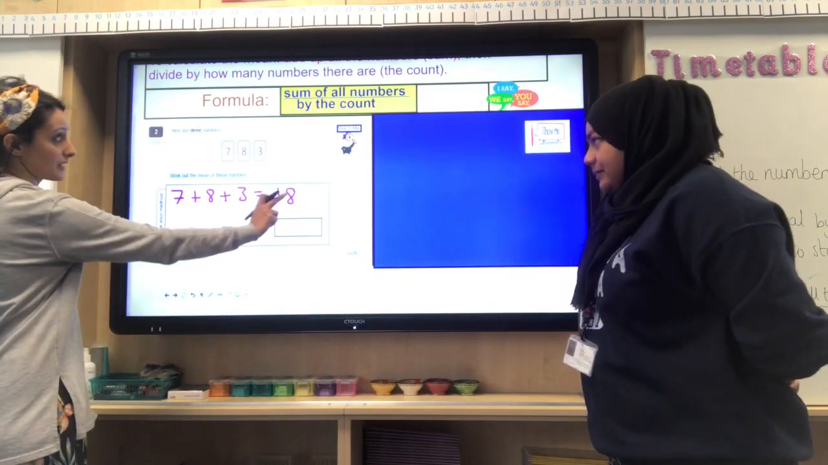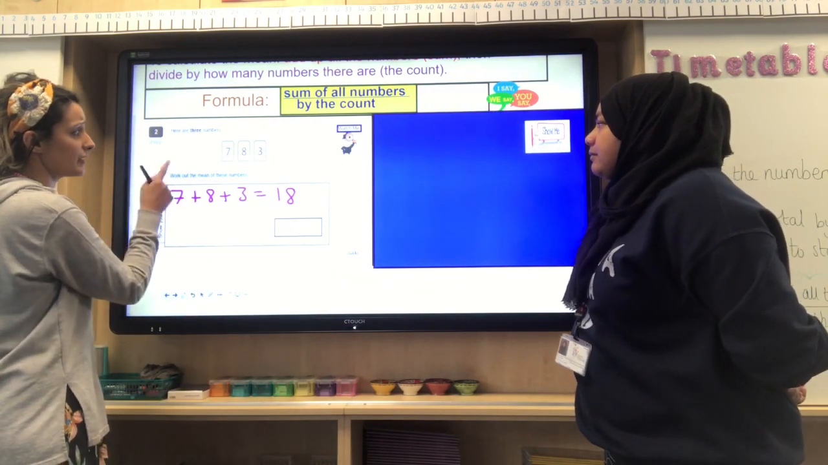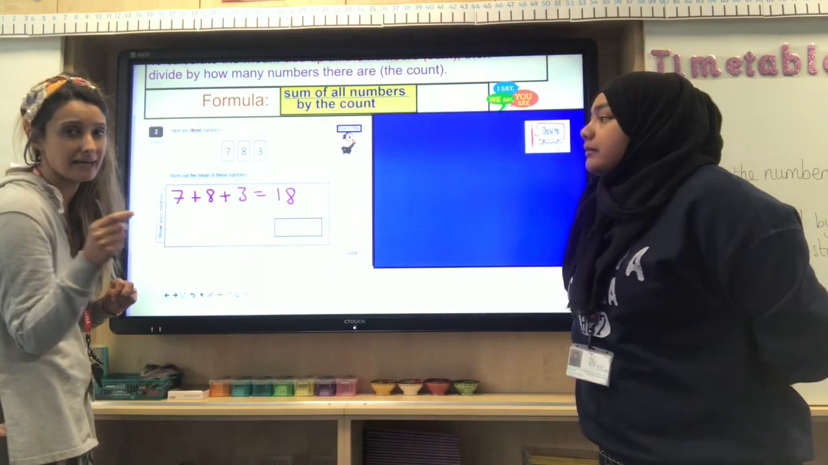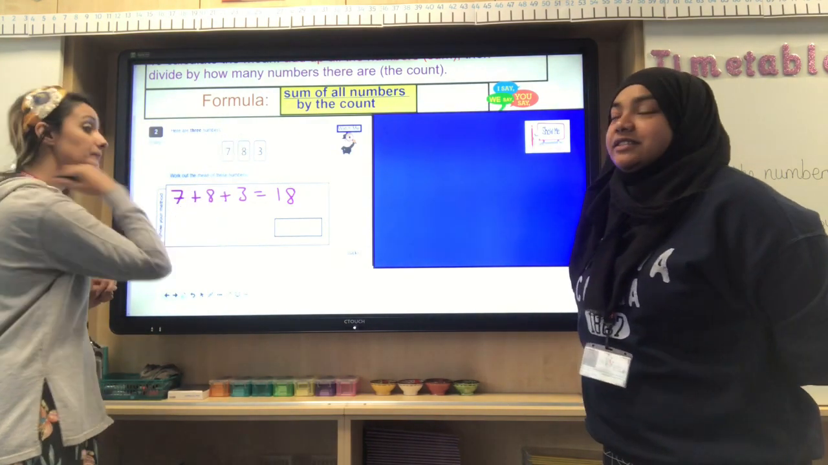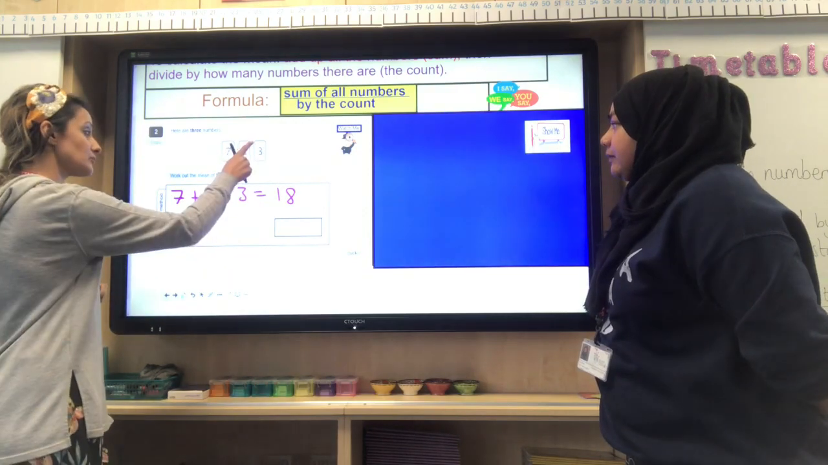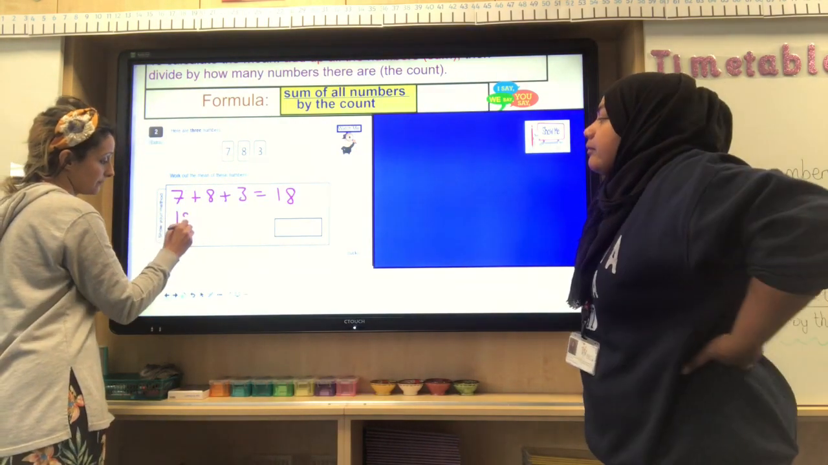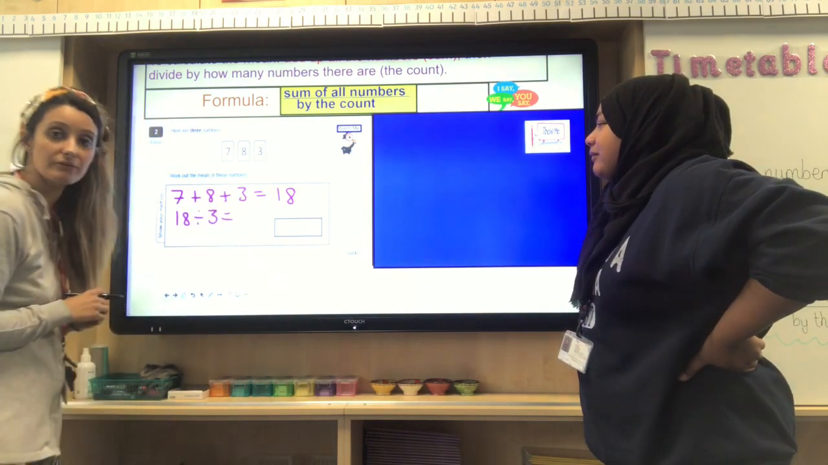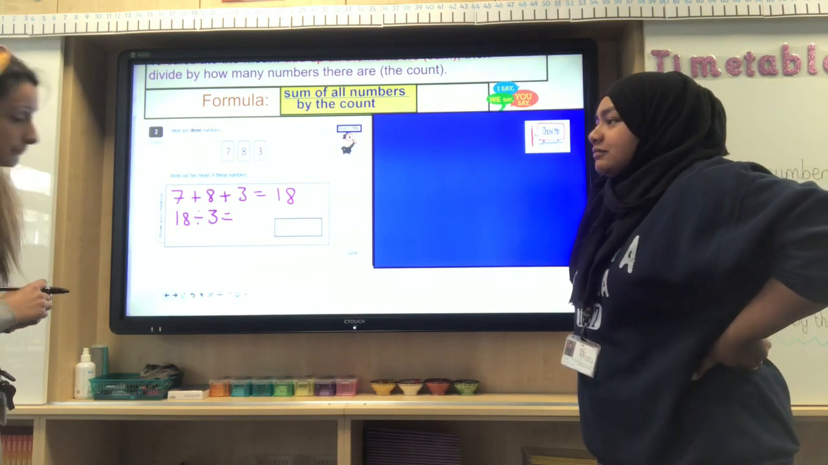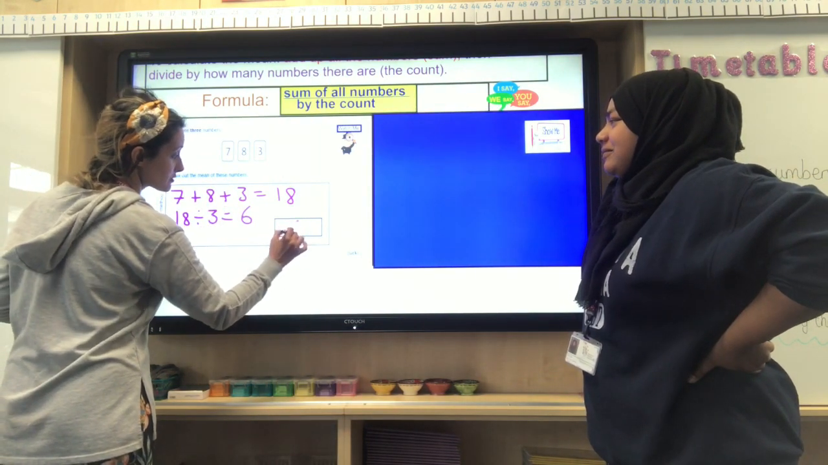Now that's the first step. I have to add all my numbers together. And the second step is divide by the count. Now what does that mean by the count? It means how many numbers did you have to start with? Or how many pieces of data do you have to start with? So I had 1, 2, 3, 3 numbers. So I would do 18 divided by 3. Okay, so how many 3s go into 18? The answer is 6. And your final answer would be 6 here.